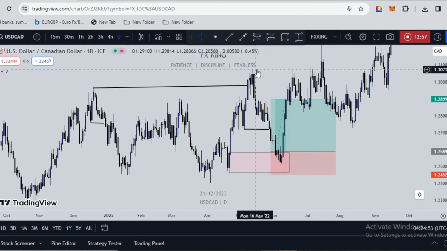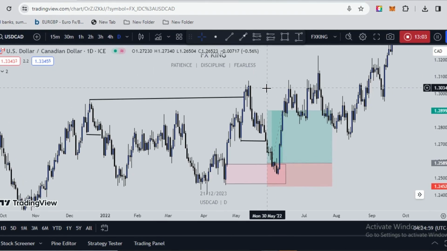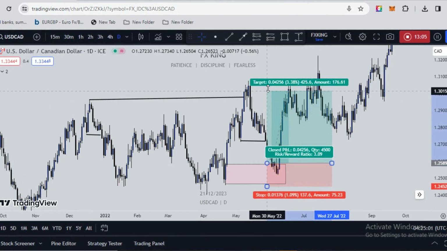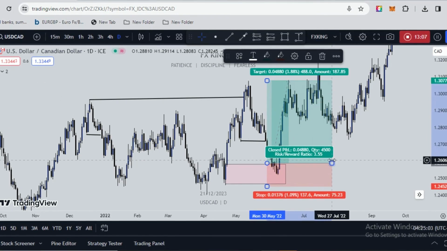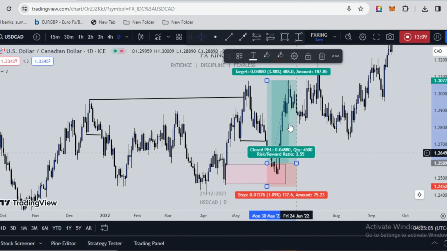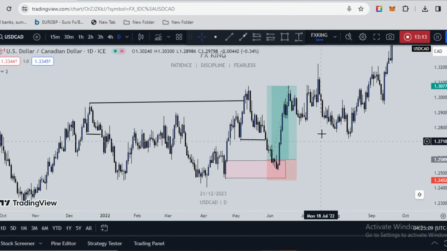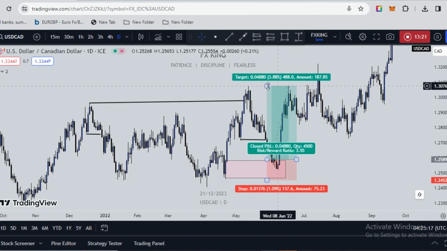Then you target this high because we are sure that price will continue upward. So this is the high where we are going to target in this case. We target that high. So now after this, do we have a break of structure here? We have a break of structure. This candle closed above this zone.